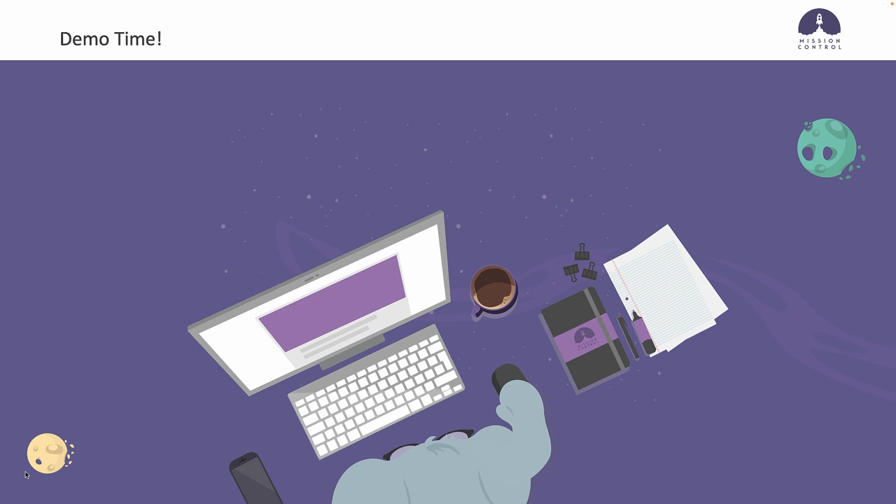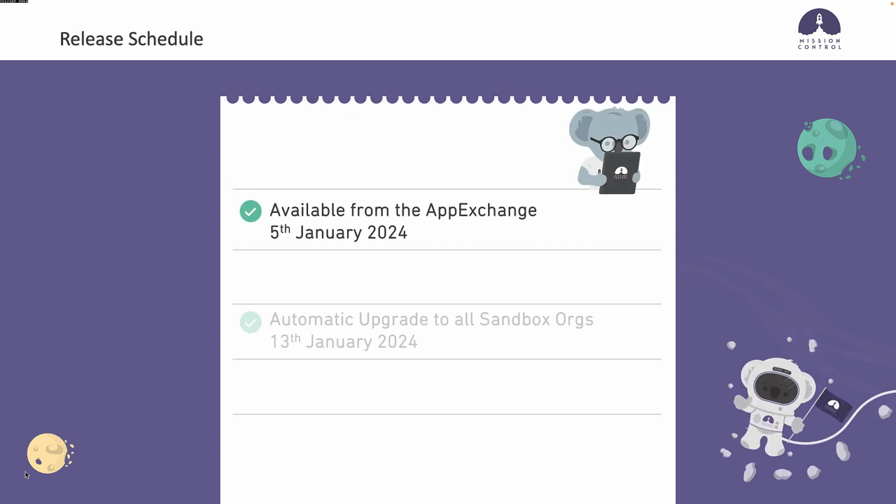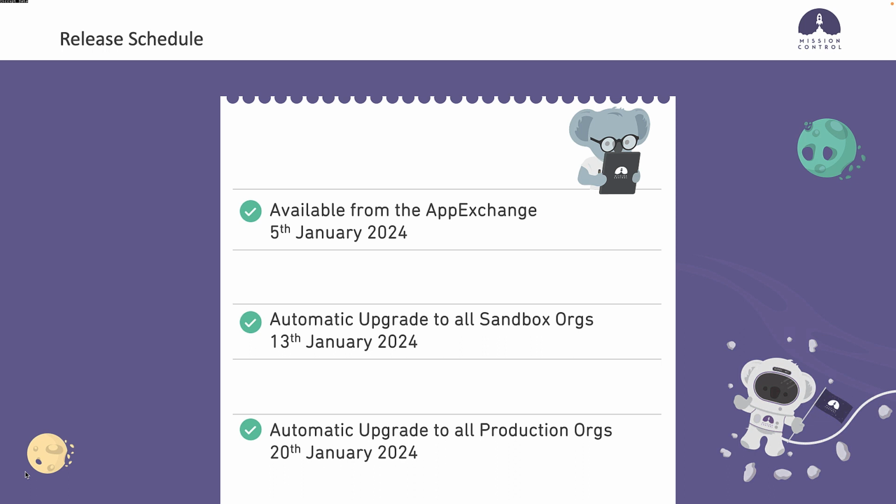So let's take a look at when this is becoming available. As always, it's a staggered release. As of the 5th of January, it's going to be available for you to manually upgrade via the App Exchange. On the 13th of January, we will automatically upgrade all sandbox orgs, and then on the 20th of January, we will be automatically upgrading all production orgs.